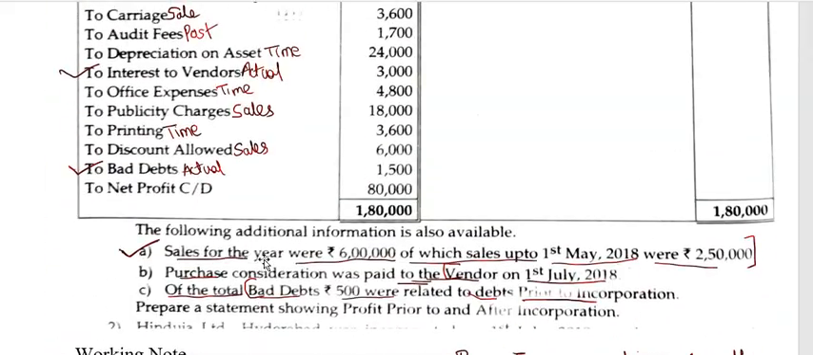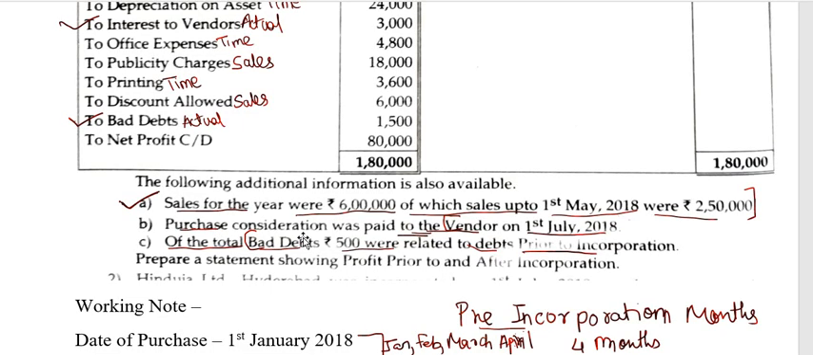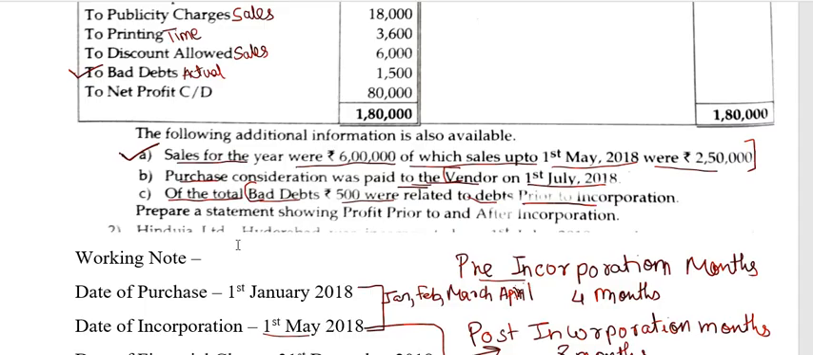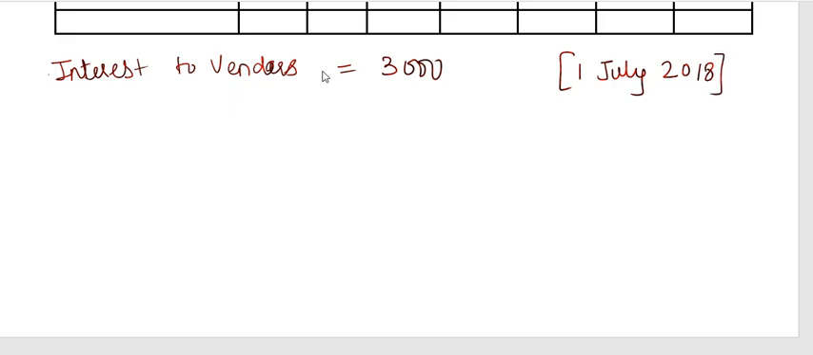So interest to vendor is how much? 3,000, and this purchase settlement was done on 1st July 2018. So total interest to vendor is 3,000, and it was settled on 1st July. I'm writing the date here, 1st July 2018. Now how to solve this adjustment? Pay attention here. Write 3 dates.